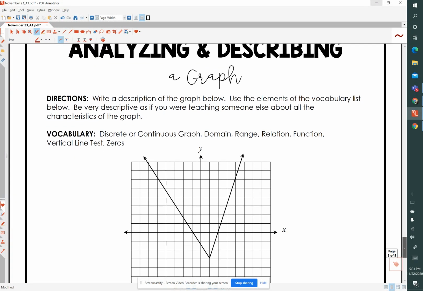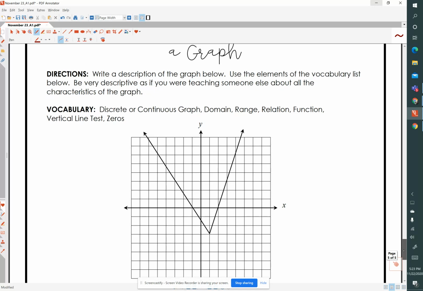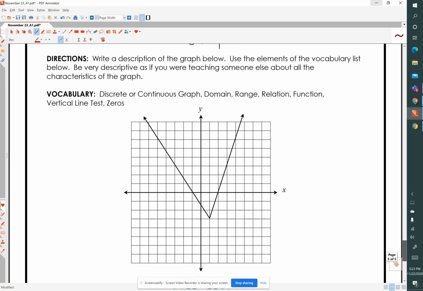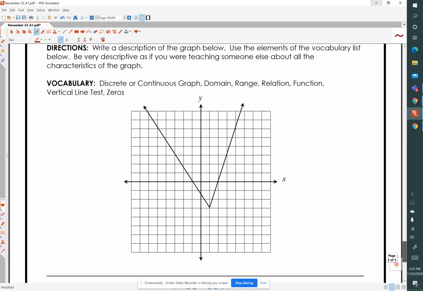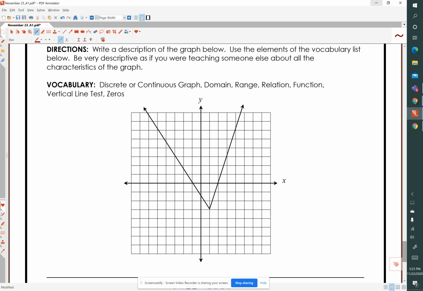The last thing before our exit, I want you to start putting it all together, analyzing and describing a graph. We want to write a description of this graph, and we're going to use the elements of this vocabulary list that we are given. And be descriptive as if you're teaching someone else about the characteristics of the graph. So we're going to look at, is it discrete or continuous? What is the domain? What is the range? If it's a function, it's a relation, but is the relation a function? Use the vertical line test and talk about the zeros of the equation.